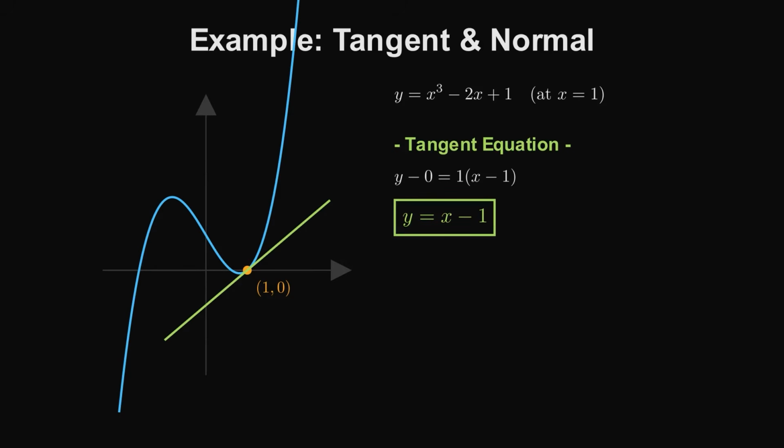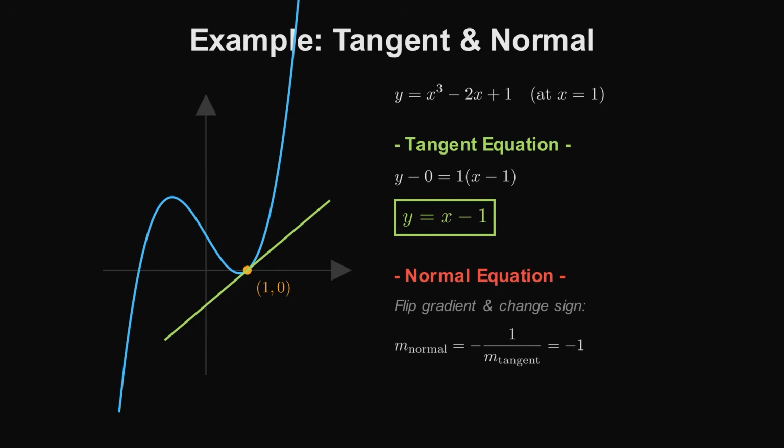which means that y is equal to x minus 1. For the normal, all you have to do is flip the gradient and change the sign. Okay, so therefore the m of our normal is going to equal negative 1 over m tangent, which means that our final answer here, guys, is going to be y is equal to negative x plus 1.